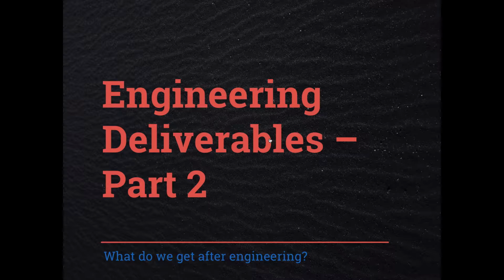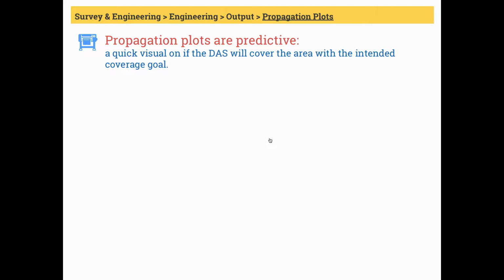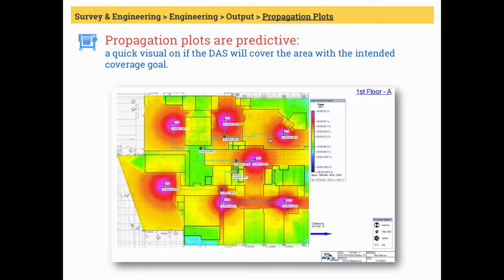Engineering Deliverables Part 2. Let's start with propagation plots. Propagation plots are basically signal predictions in the form of a heat map. Based on all the information engineers have entered into the IBOA program, it will show what kind of signal pattern we can expect. Here is a sample propagation plot.